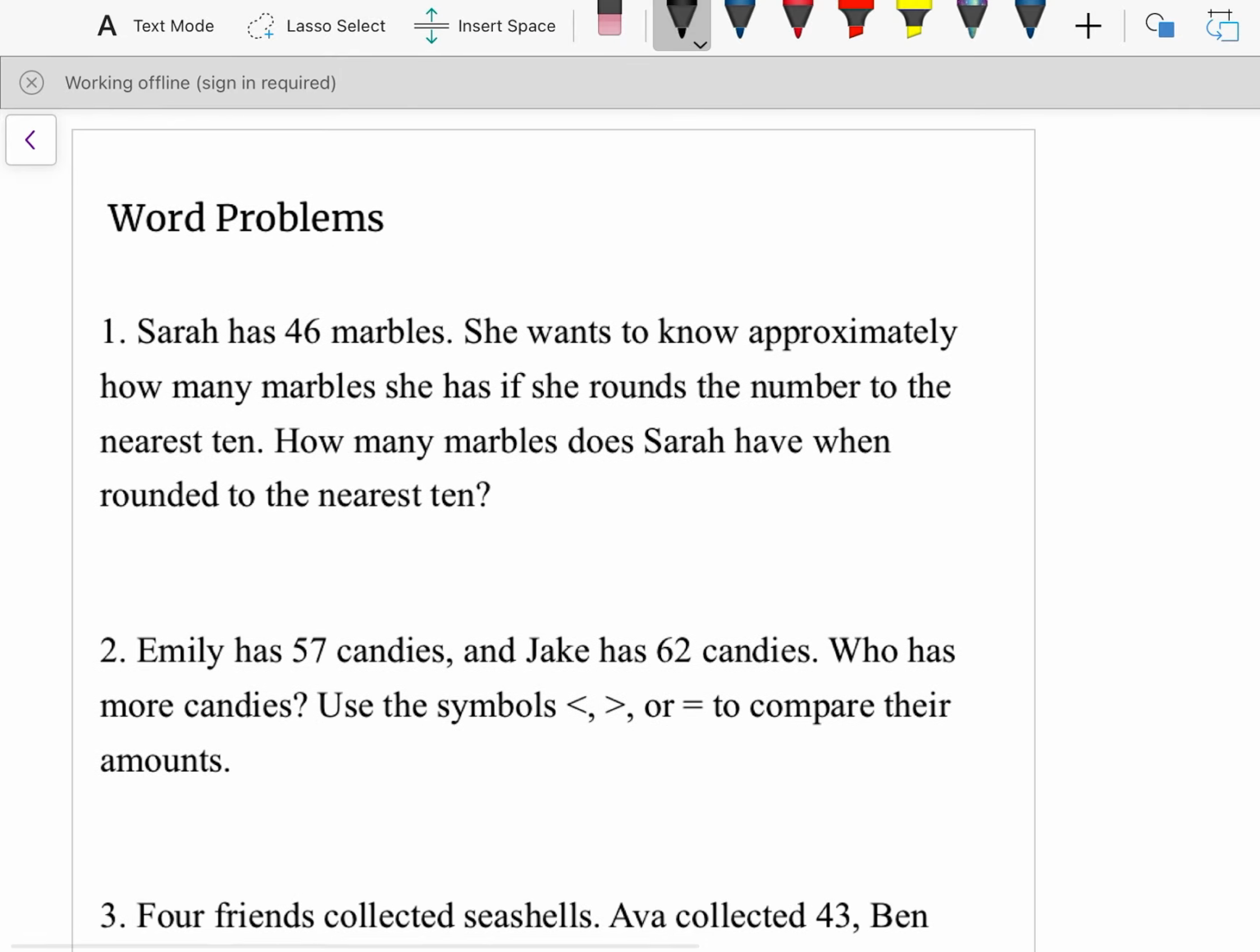And for word problems, number 1, Sarah has 46 marbles. She wants to know approximately how many marbles she has if she rounds the number to the nearest 10. So Sarah has 46 marbles, but she wants it rounded to 10. So since 46 is greater than 45, this means that it's closer to 50 than it is to 40. So we're going to round up to 50.